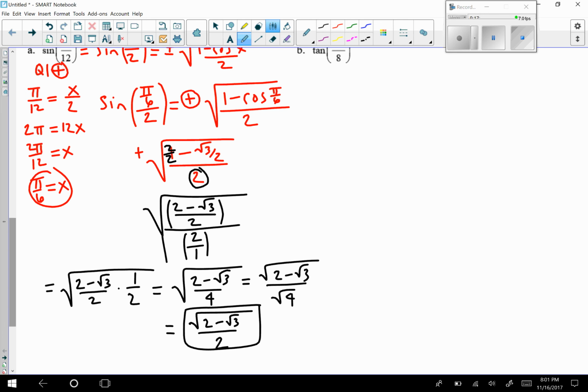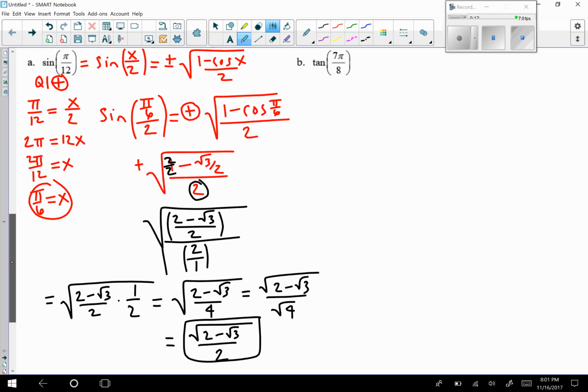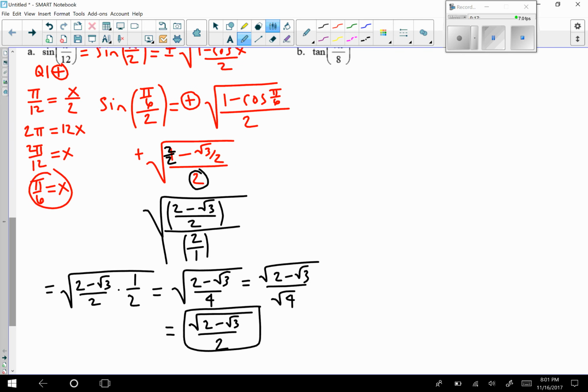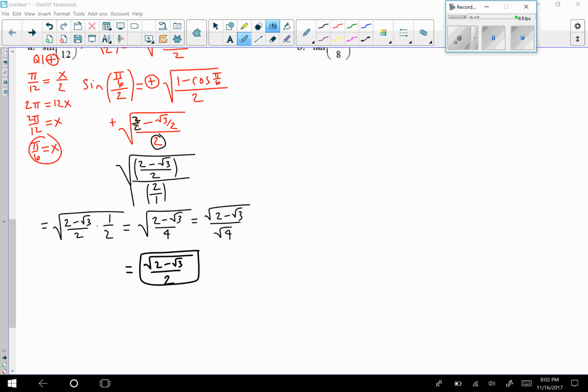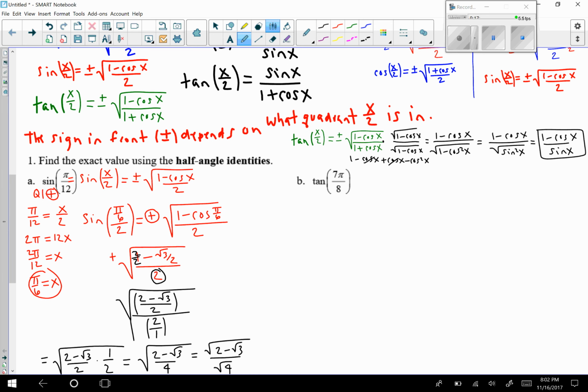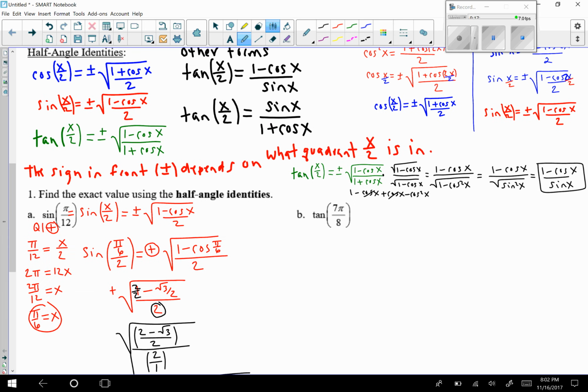So this would be the exact value of the sine of pi over 12 using my half angle identity. And so of course I can do the same thing for the tangent of 7 pi over 8 using my half angle identity. So for this one, I don't like to use radicals, so I'm going to use my other form. It's easier when you have one term in the denominator, so I'm going to use this form right here.